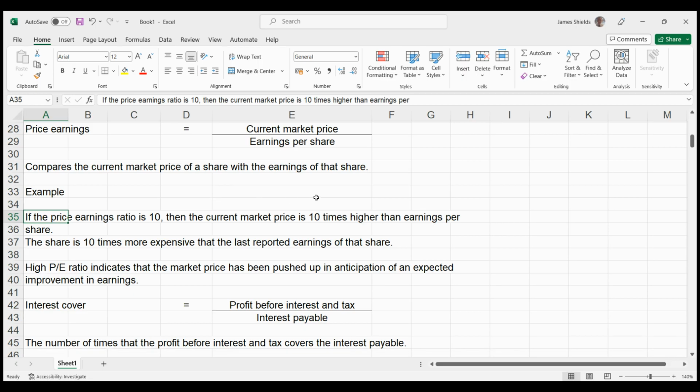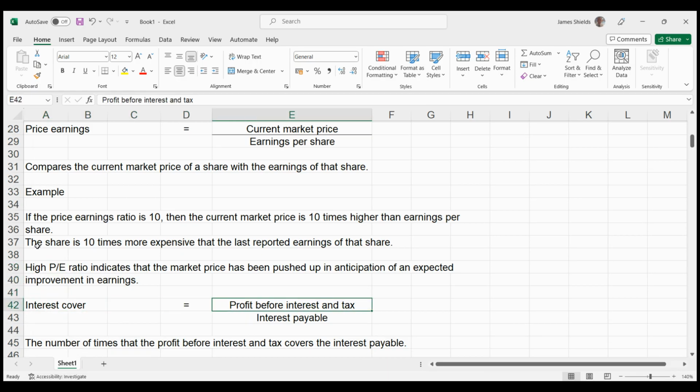If the price earnings ratio is 10, then the current market price is 10 times higher than earnings per share. So the share is then considered to be 10 times more expensive than the last reported earnings of that share. A high price earnings ratio indicates that the market price has been pushed up in anticipation of an expected improvement in earnings.